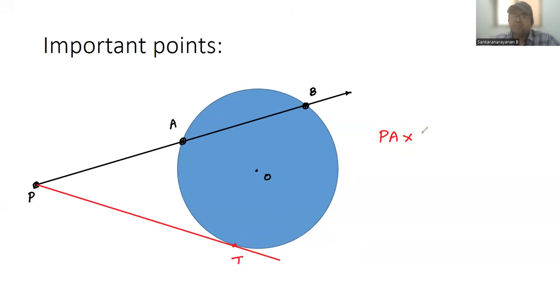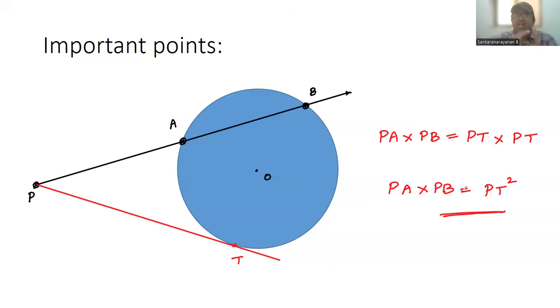PA into PB will be equal to PT into PT. I can say PA into PB is equal to PT square. So this is another concept which you have to keep in mind. PA into PB is equal to PT square. Very important result it is. Now, let's consider some more concepts here.